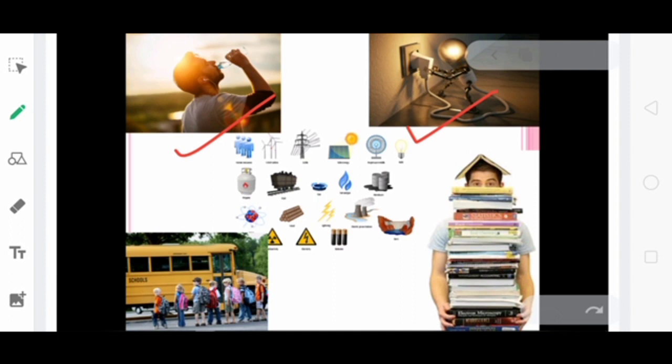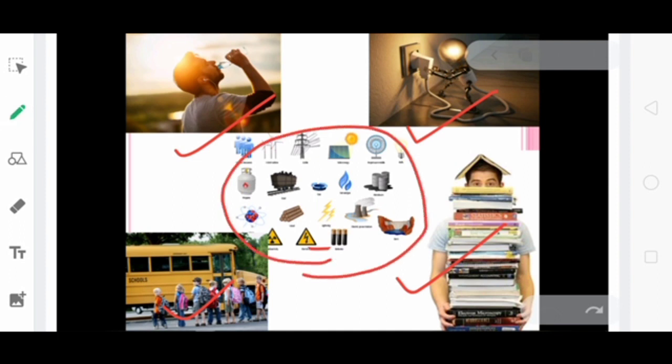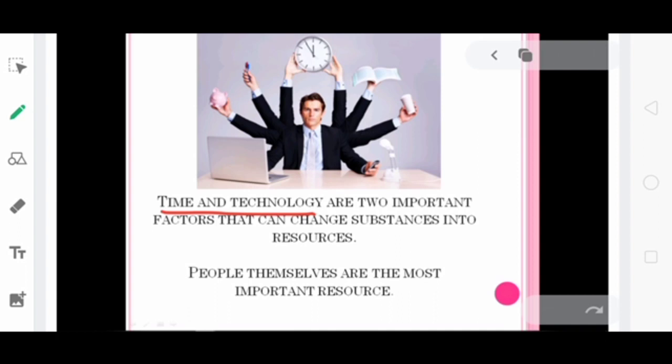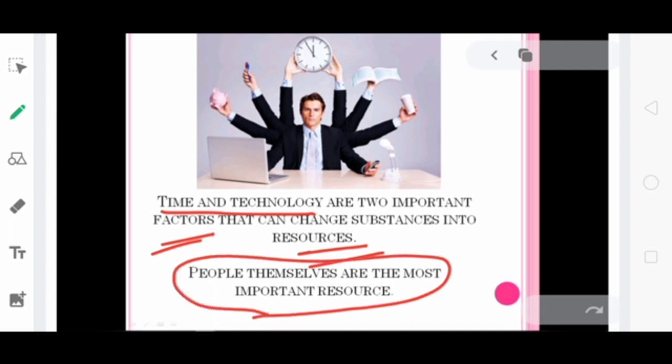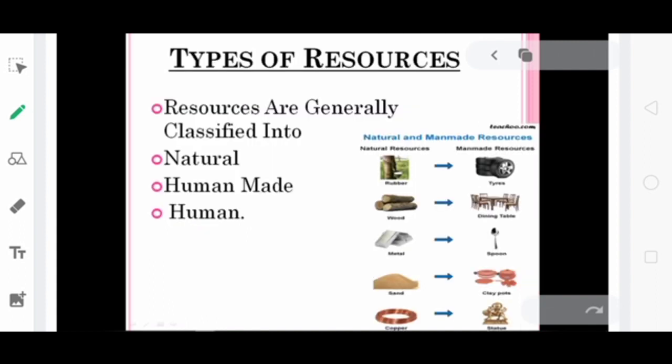There are unlimited examples of resources. The water you drink, the electricity you use, the textbooks you use to study, the school bus you use to come to school, and there are unlimited number of resources around us. Time and technology are two important factors that can change substance into resources. People themselves are the most important resources. It is their ideas, knowledge, inventions, discoveries that lead to the creation of many resources.